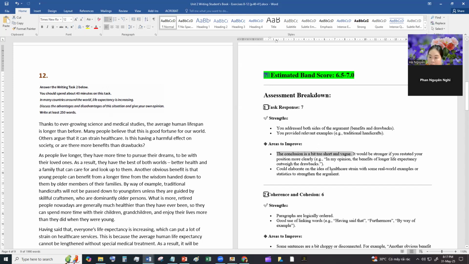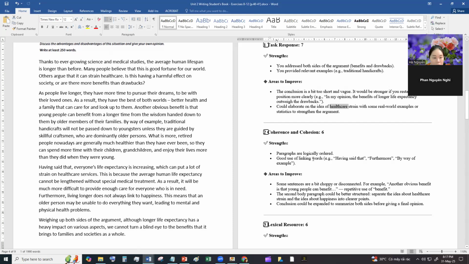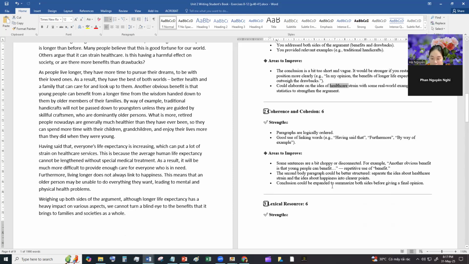Once more, you could elaborate on the idea of healthcare and how it brings strain, with some real-world examples and statistics. You don't have to remember the exact number, maybe just give some approximation. Now, the paragraphs are logically ordered. You have some good linking words, but at sentence level it is a bit disconnected. We'll see in the correction.